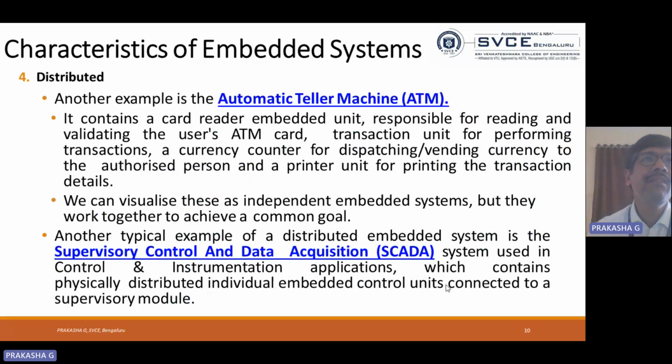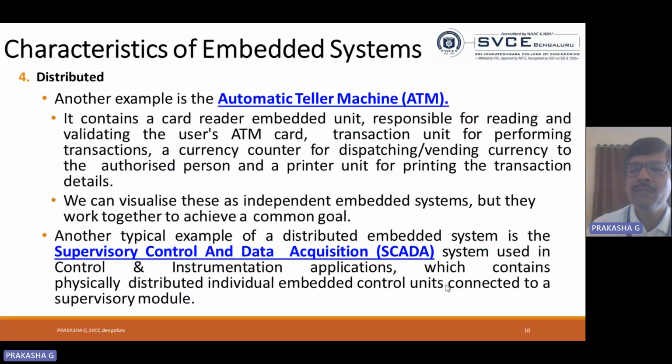We need to have a printer, we need to have a counting machine, it has to count the proper currency notes, and it should also select the different types of currency notes. Okay, and you should also check the balance, it should also validate the card, it should also validate the PIN. So many operations are there in the automatic teller machine, so all are distributed. We can visualize these as independent embedded systems, but they work together to achieve a common goal.